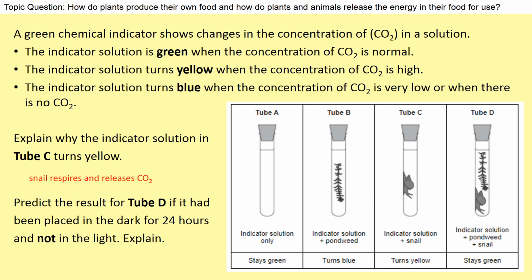Tube D stays green, so it's got normal concentrations of carbon dioxide. So the plant is using carbon dioxide and producing oxygen. The snail is producing carbon dioxide and using oxygen. If it had been in the dark, there would have been no photosynthesis, and so it would have turned yellow. The plant wouldn't photosynthesize, but the animal and plant would both keep respiring, so carbon dioxide would keep being produced.